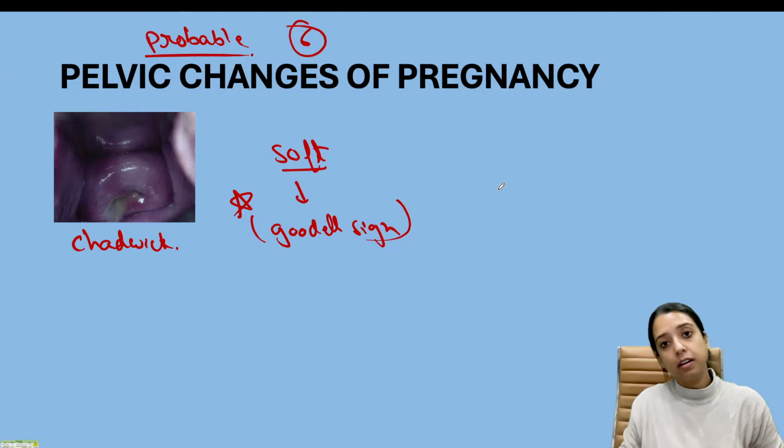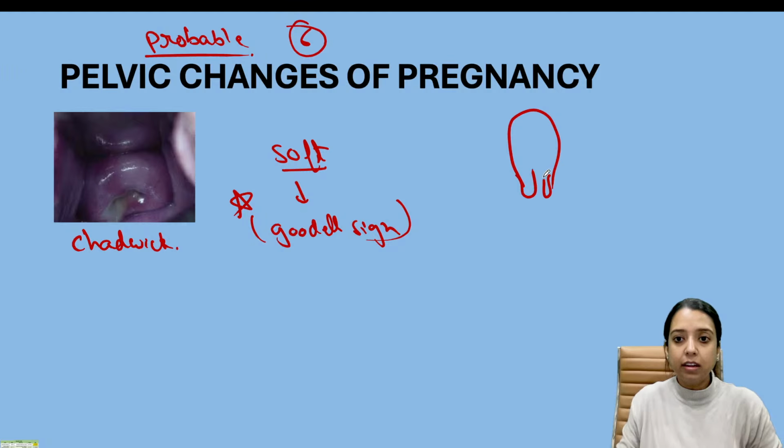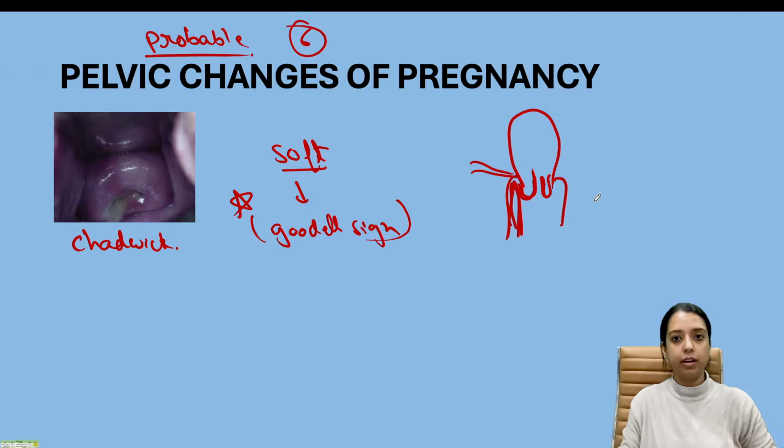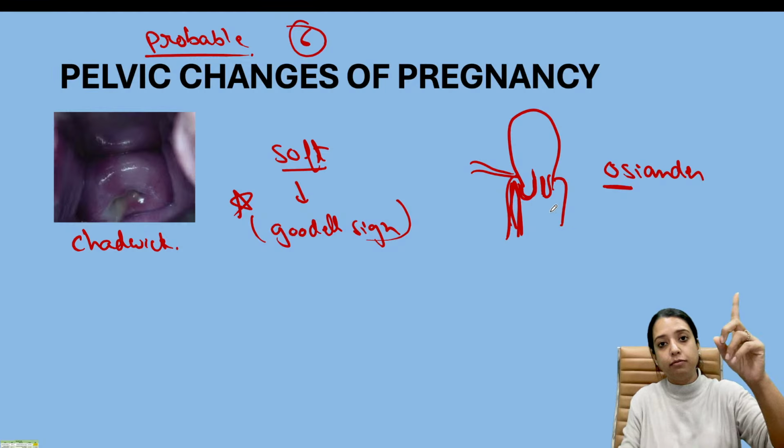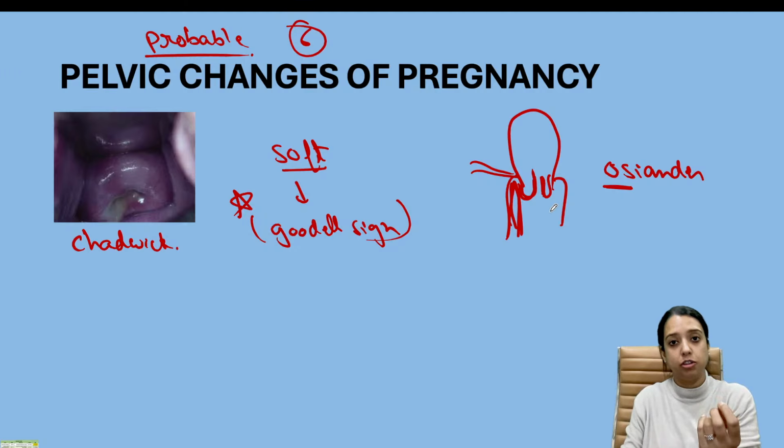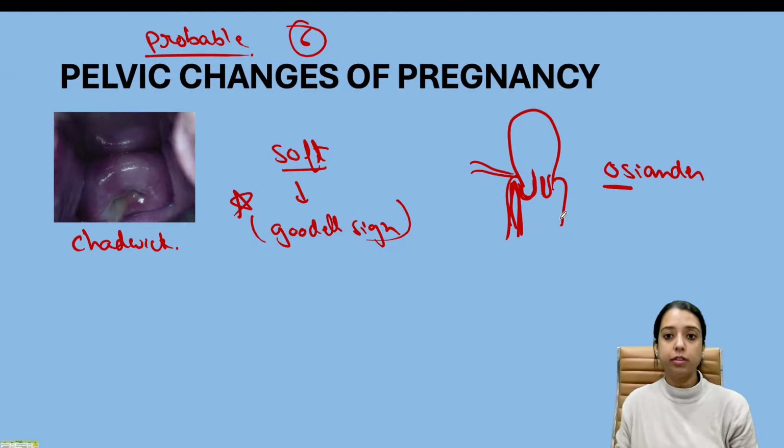Then the third cervix-related sign: if you put your finger near the cervical os, this is the cervical os, near the os, meaning in the fornix, you can feel the pulsation of the uterine artery. Osiander sign. Remember it by the O in os. If I put my finger in the fornix, I can feel the uterine artery pulsation. Osiander sign. So Chadwick sign, Goodell sign and Osiander sign.